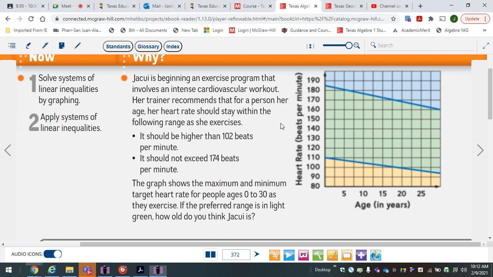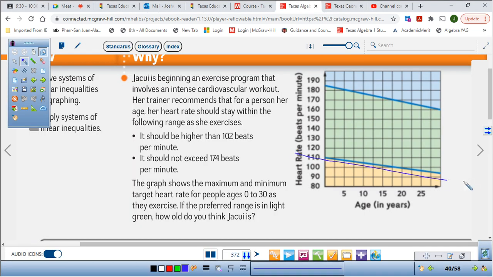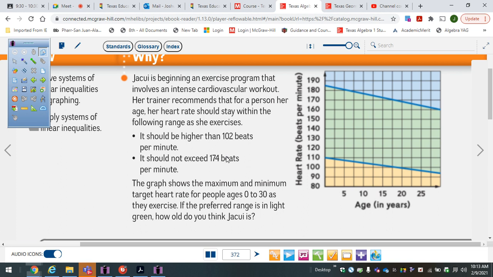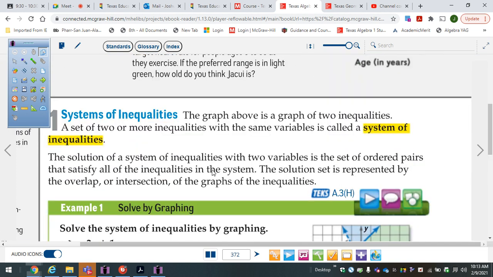So what this is showing here, if you have a line like this, that it's shaded this way. Okay? If you have a line like this, it's shaded this way. Where they overlap, right there, is going to be your answer. I did say answer, I don't know why. Let's go, here we go.